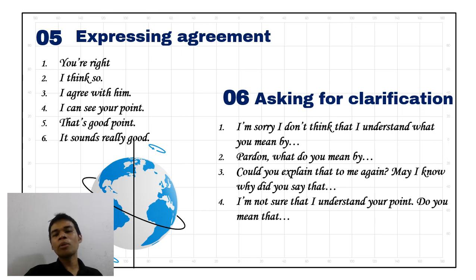And next, how to ask for clarification. If you need to ask for clarification, what do you need to say? You can say, I'm sorry, I don't think that I understand what you mean by, for example, online class. Or, pardon, what do you mean by? Or you can say, could you explain that to me again? May I know why you said that? And then you can say also, I'm not sure that I understand your point. Do you mean that? This is how you ask for clarification from other participants in the group discussion.